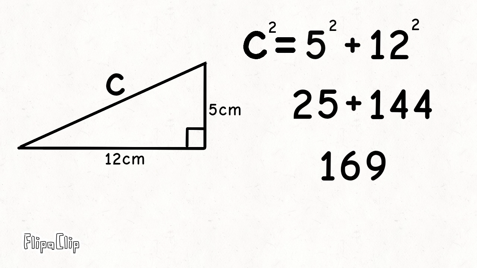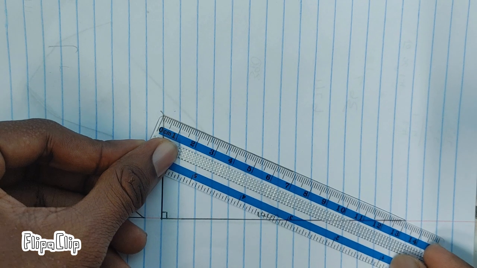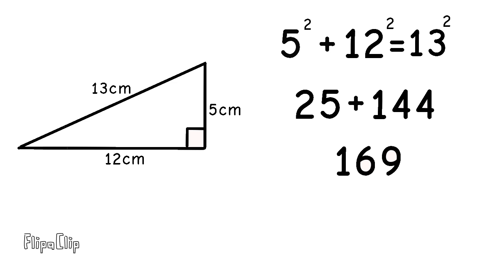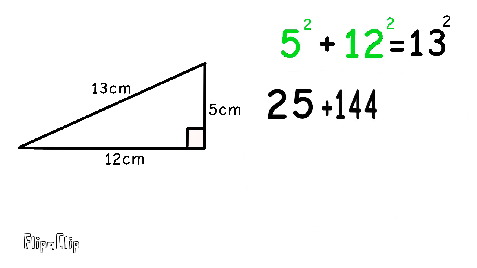Now I haven't measured the length of its hypotenuse, but when I measure the length of its hypotenuse and then square that value, I should get the same 169 that I have arrived at. So let us do that. As you can see, measuring the length of its hypotenuse gave me a length of 13 centimeters. Now, if I square 13 centimeters, I get 169. What this is saying is that the square of the height plus the square of the base is equal to the square of the hypotenuse.